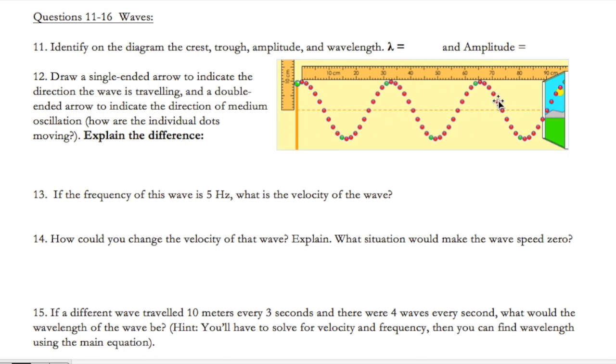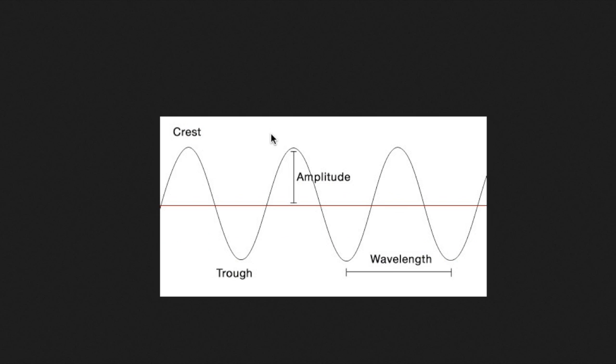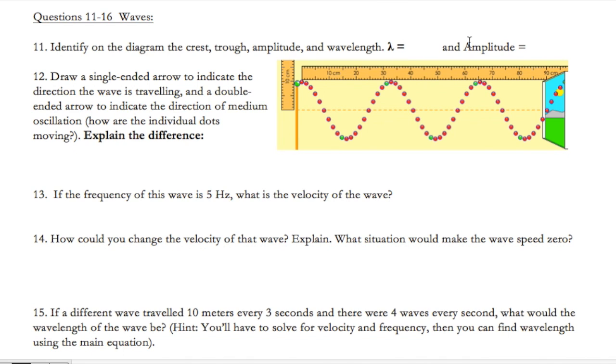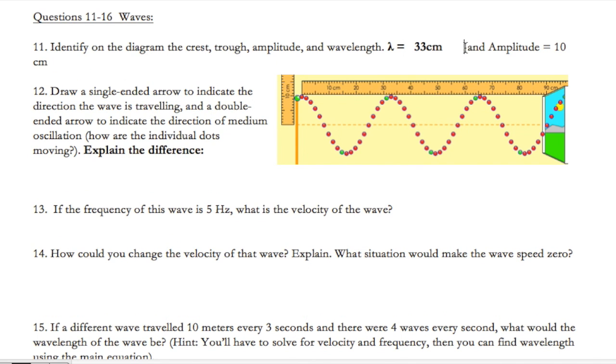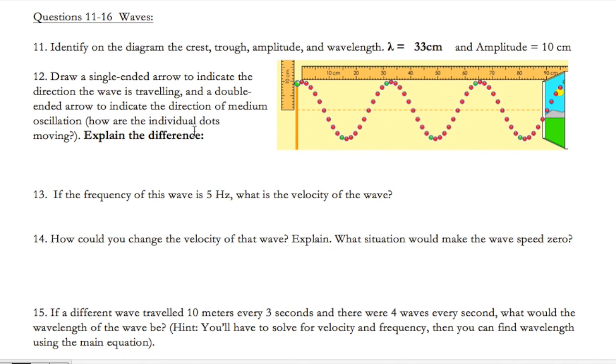So the parts of a wave we can see right here. We've got the crest, the trough, the amplitude only goes from the midline, and the wavelength to the edge. So on this one, the wavelength is from crest to crest, it's 33 centimeters. And the amplitude is from the middle to the top, it's about 10 centimeters. So that's the kind of thing that we're looking for there.